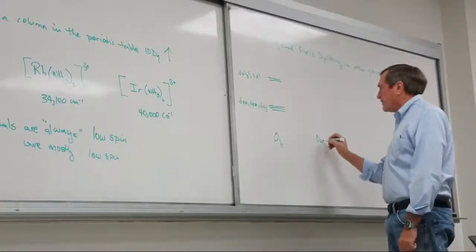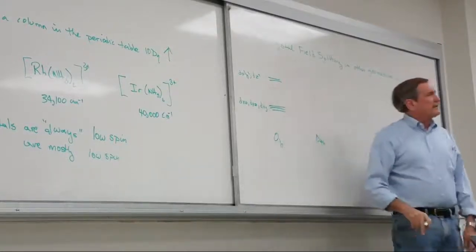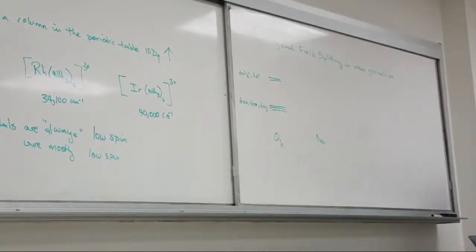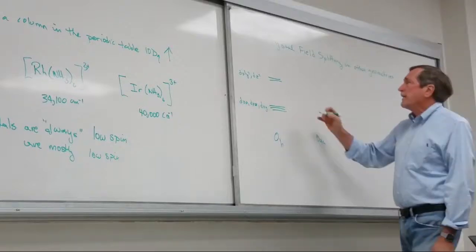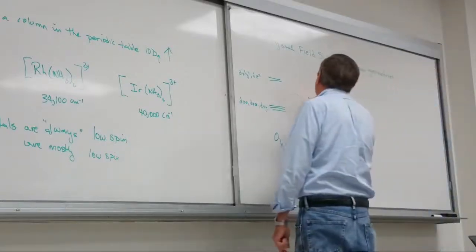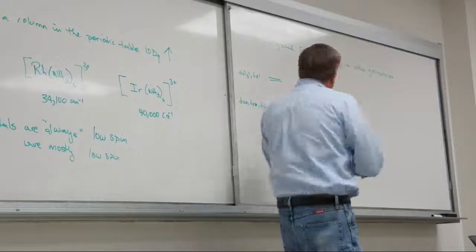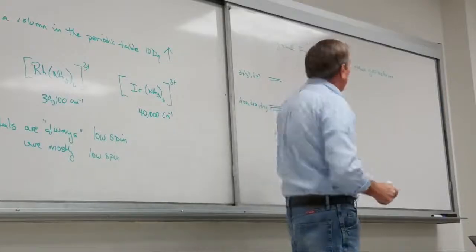So it's D4h now. dz squared is not going to be high up anymore. It's not a place where the electron doesn't want to go. In fact, that's one of the places it does want to go, because there are no ligands there anymore. Okay? So what's going to happen is the dz squared is going to go down in energy relative to what it was in the octahedral case.